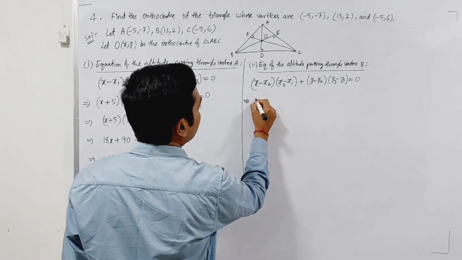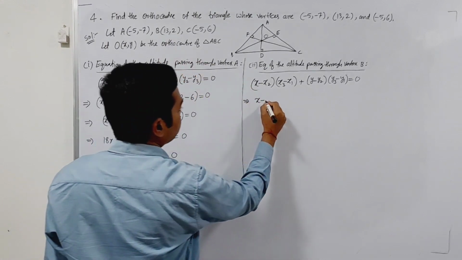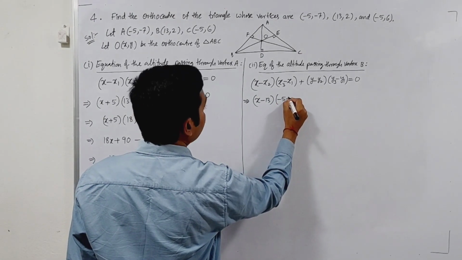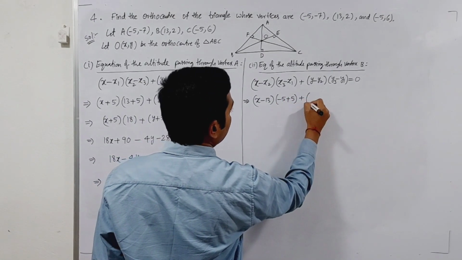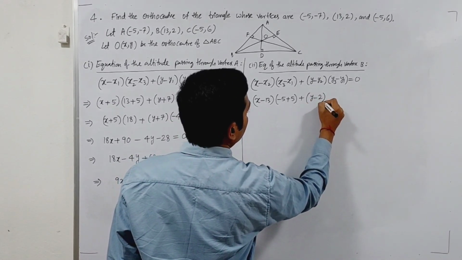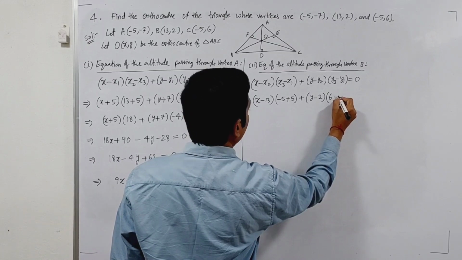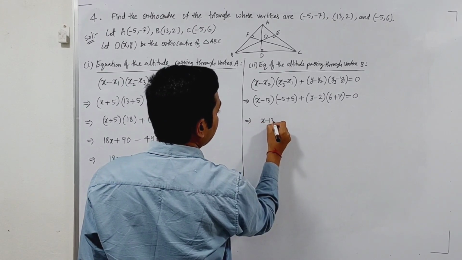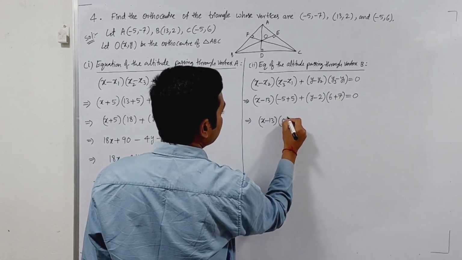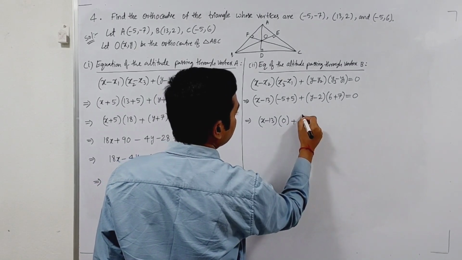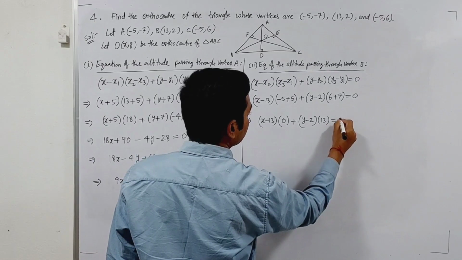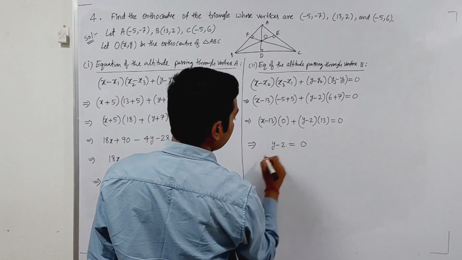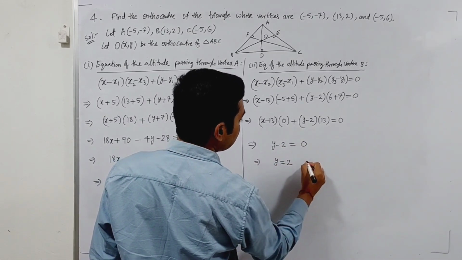Remember the pattern, okay? Now apply this formula. X minus x2 value 13 into x3 minus x1, that is 5 minus of minus 5, plus y minus y2 value 2 into y3 minus y1, that is 6 minus of minus 7, equal to 0. From this, x minus 13 into 0 plus y minus 2 into 13 is equal to 0. Here 0 into 5 is 0, so y minus 2 equal to 0. From this, y equal to 2. This is the second equation.